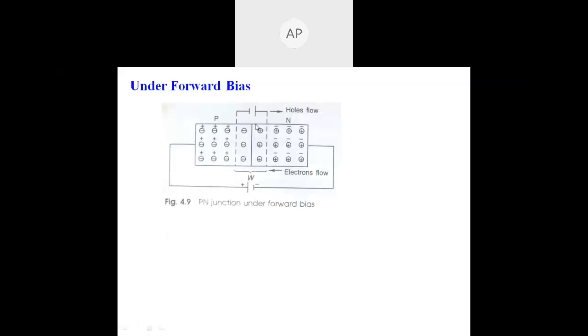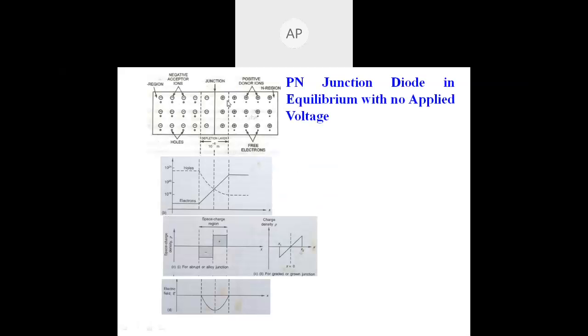As there are a number of positive ions and negative ions near the junction, if we concentrate on the N side, the negative ions from the battery will combine with positive ions in the N region. So here, guys, we have a number of layers, and one more recombination can take place.